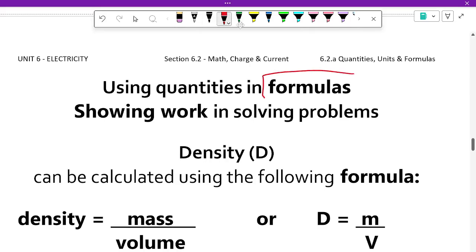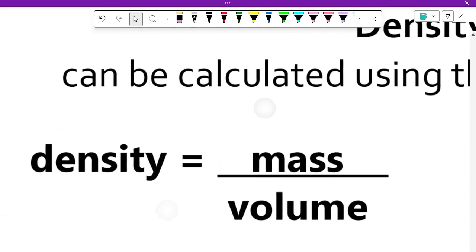The other name for a formula is an equation, because CUBS does not make any sense. Did you learn a density formula last year? Maybe? Probably? Okay. Density is equal to the mass divided by the volume. So density is mass over volume.